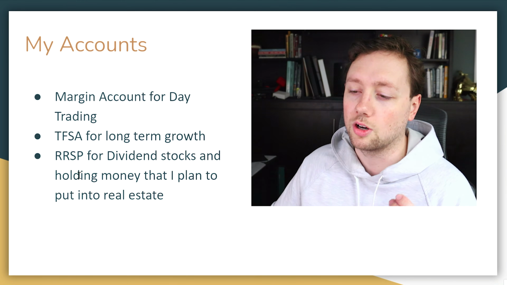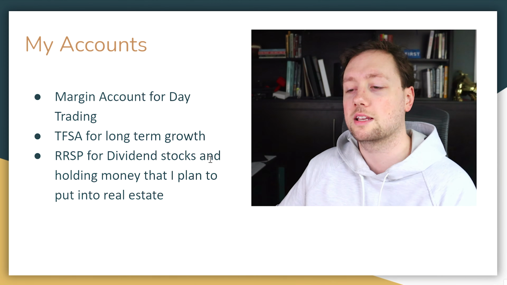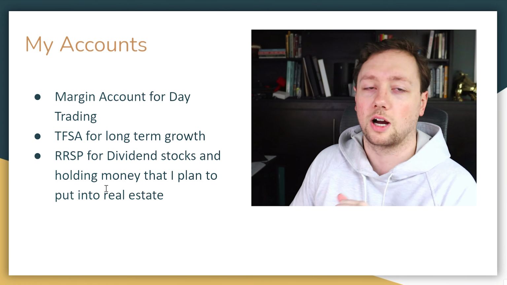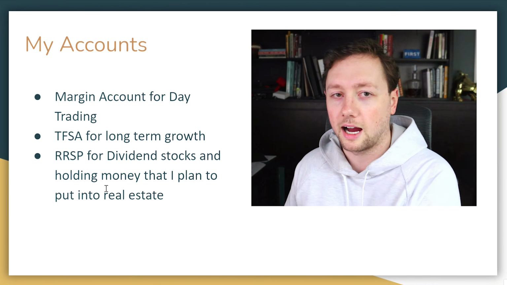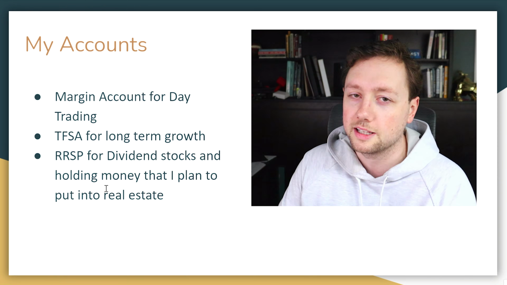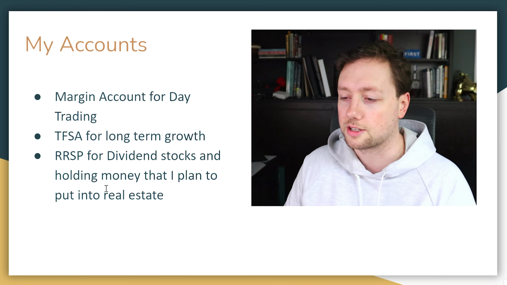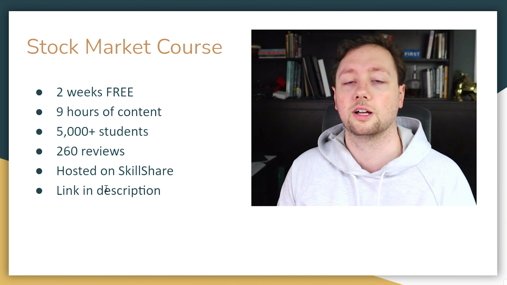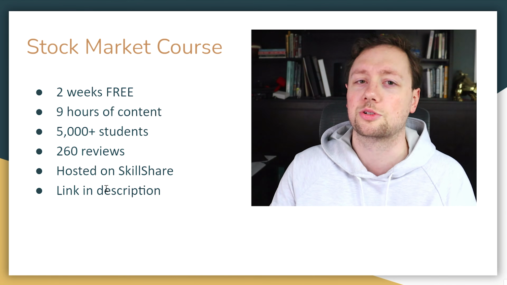And then I also have an RRSP account that I put dividend stocks into, and I basically keep that money in there until I'm ready to use it for real estate. So I basically make regular contributions to my RRSP so that when I'm ready to buy a house or buy a property, I can pull out $35,000 worth of that completely tax-free, and I can use it to buy a property. Now, there are some stipulations around pretty much everything I'm talking about, so definitely do a little bit more due diligence.